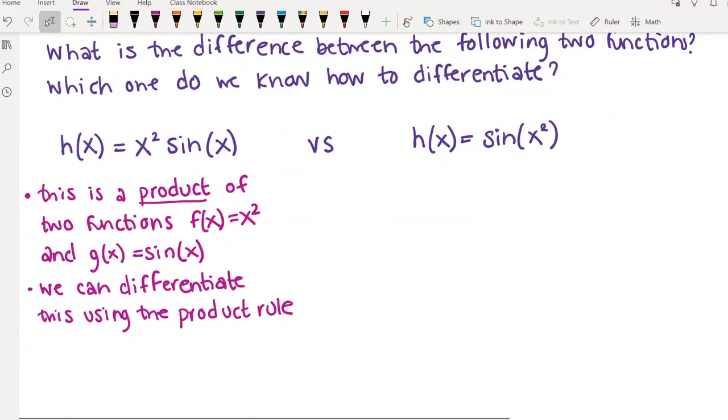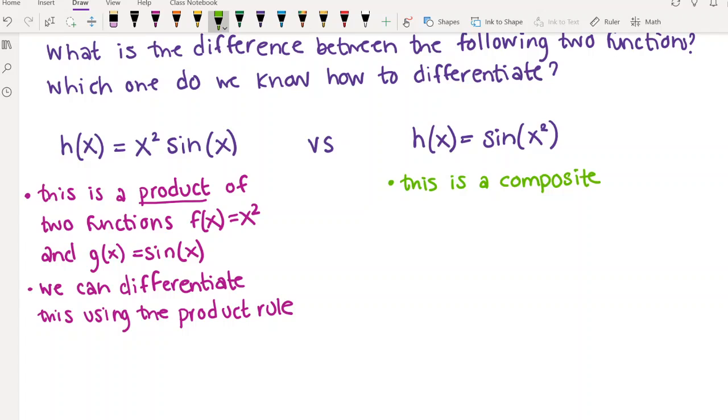This function is what is called a composite function. And we'll get into what that means in a moment. But a composite function, roughly speaking, means that you have one function that is plugged into another function. Whereas in the other one, we had two basic functions, x squared and sine of x, and we just stuck them together and multiplied them. In this case, we're taking x squared and plugging it into sine of x. And so that is what's called a composite function. It's like a function within a function.